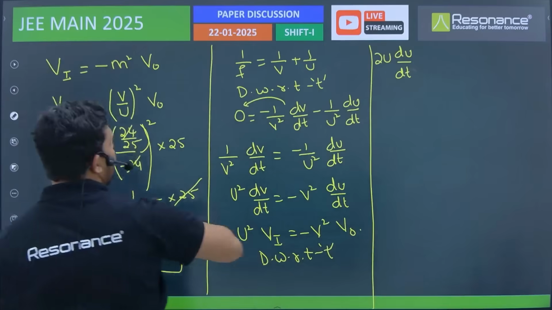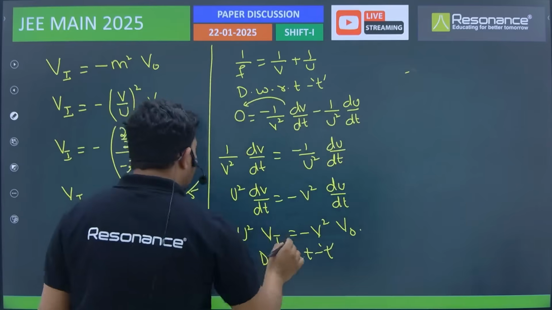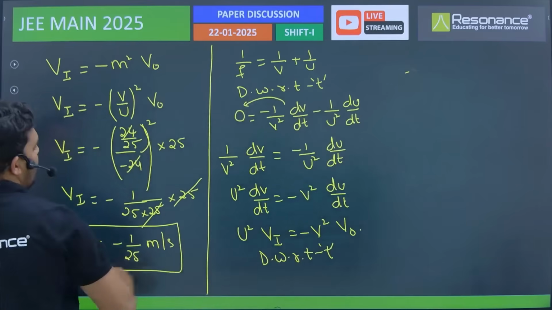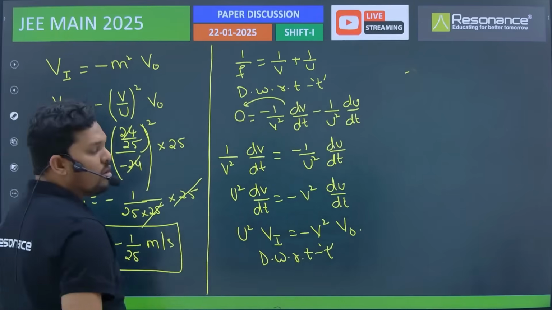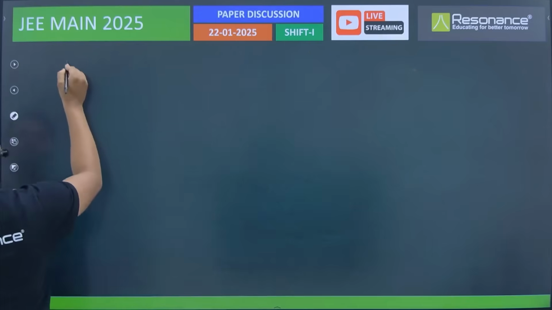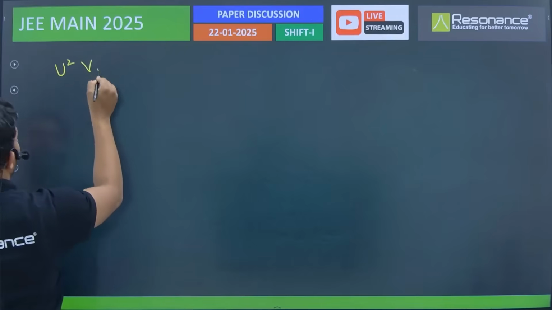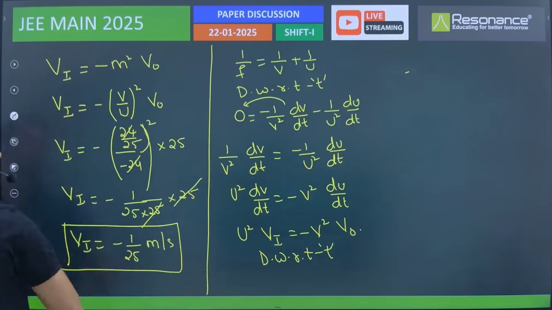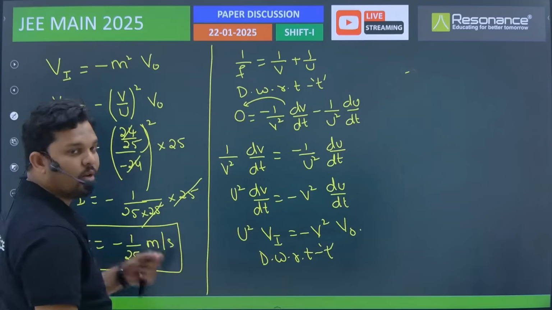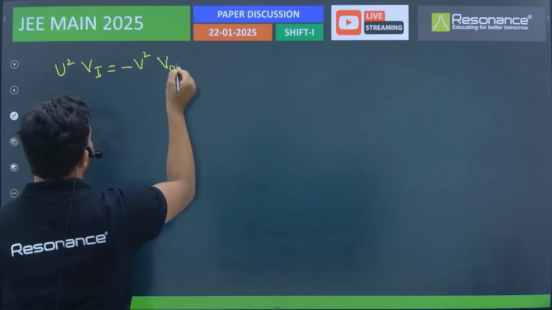So let us take this part. I wish to continue on my next slide. Okay? So let us go with this part. Once again, I would like to write here, that is u square into velocity of the image is equal to minus v square into velocity of the object. So I'm taking minus of v square into velocity of the object.